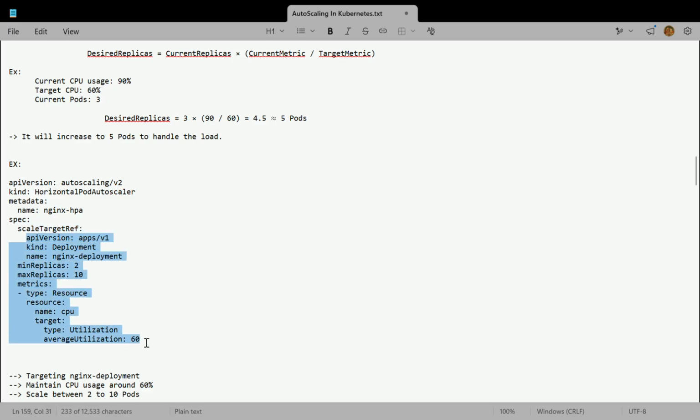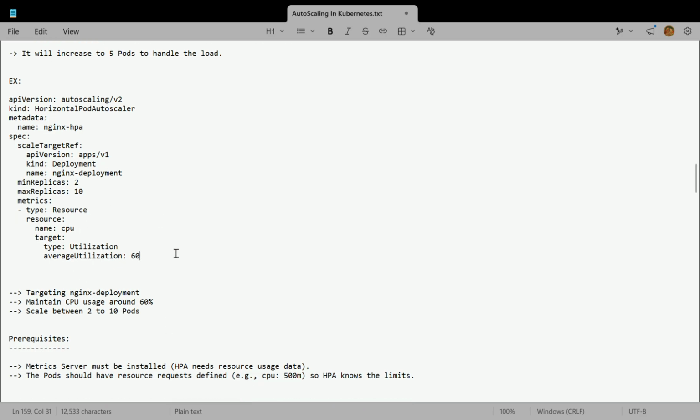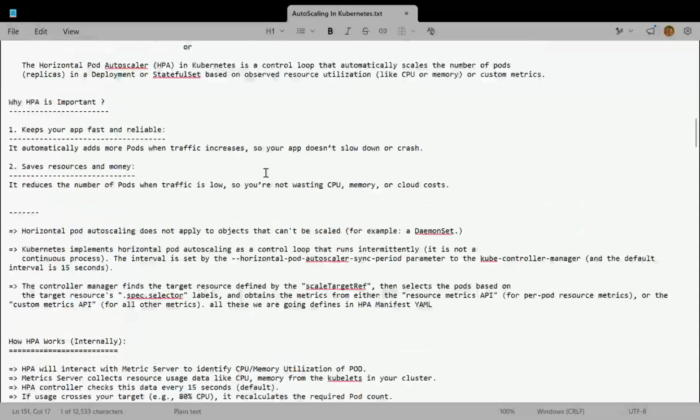What is the minimum replicas count, what is the maximum replicas count, how the metrics will take care and decide. Metrics, type resource, the resource CPU monitoring, target type utilization, average utilization of 60%, you are telling here. So it will scale between 2 and 10. But anyhow, a minimum of 2 replicas will be running and available. That's the meaning of minimum replicas.